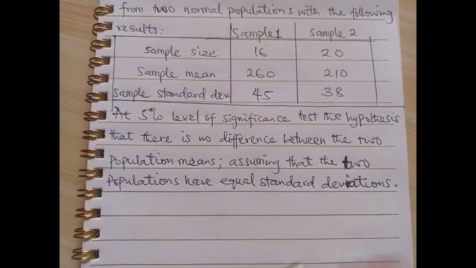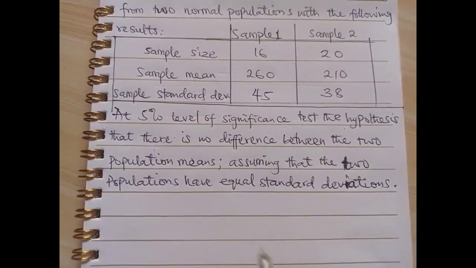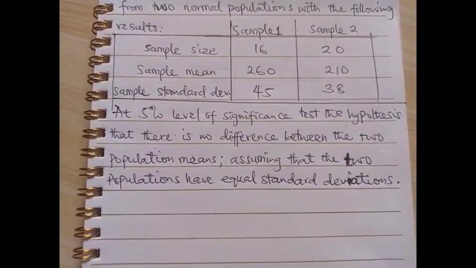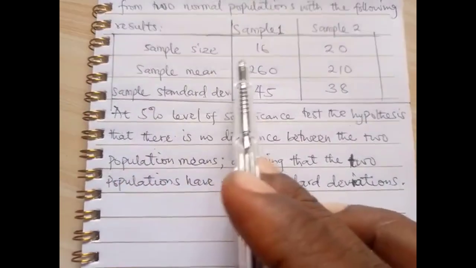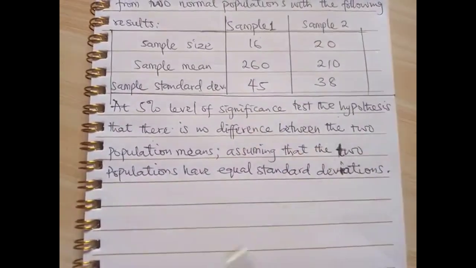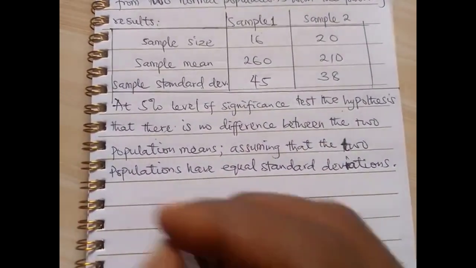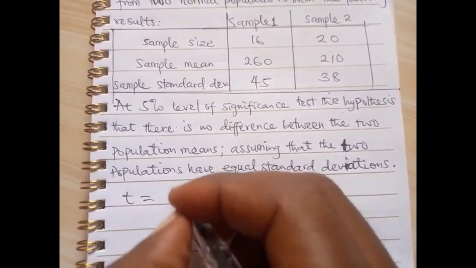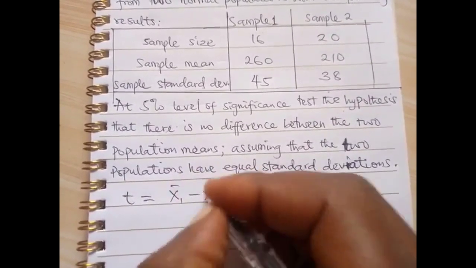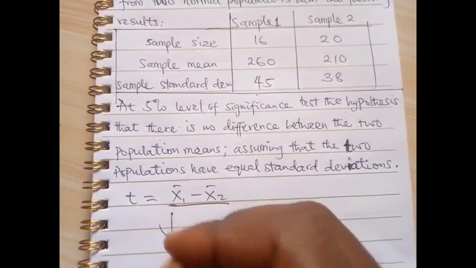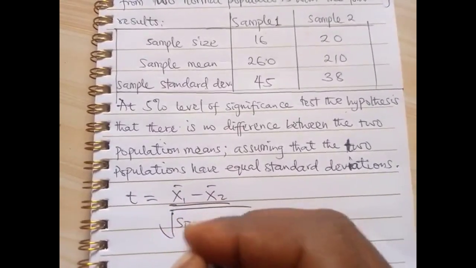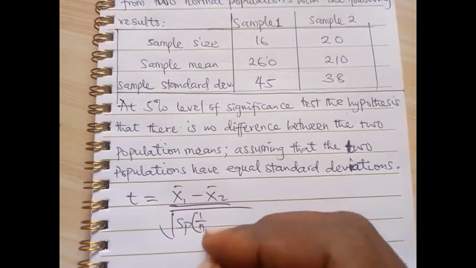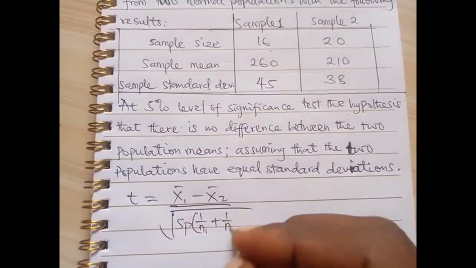Because the two populations have equal standard deviations, we're going to pool them. And the sample sizes n are small, 16 and 20. They are not up to 30. Because of that, we're going to use the student t test, and t is equal to x bar 1 minus x bar 2 over the square root of sp squared into 1 over n1 plus 1 over n2.